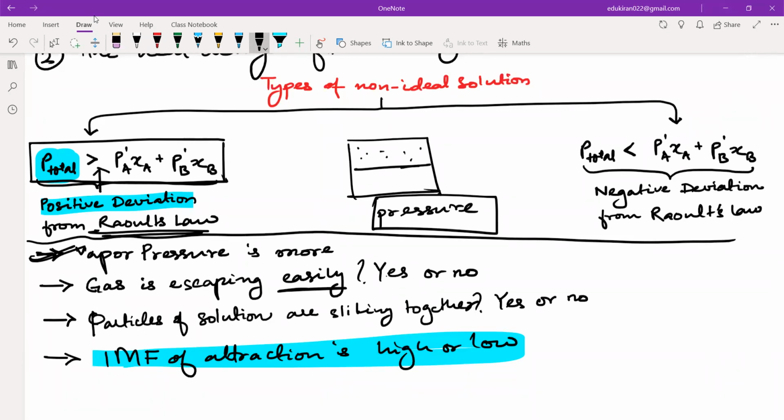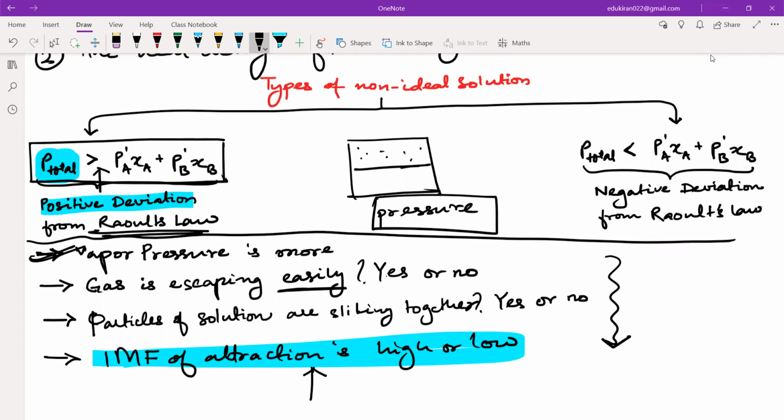So always remember it from this point of view: positive deviation from Raoult's law, pressure is more. Negative deviation from Raoult's law, pressure is less. After that you can derive and come to the point that intermolecular force of attraction is high or low. In both cases it will be just opposite. If it is positive deviation, then it will be low. If it is negative deviation, then it will be high. Okay, please remember this chain of thought.